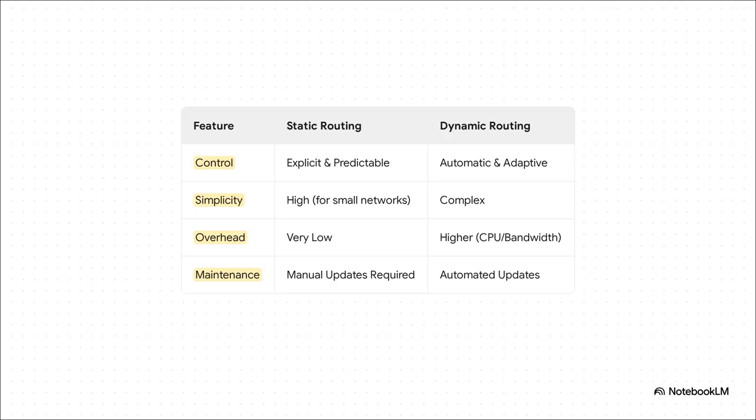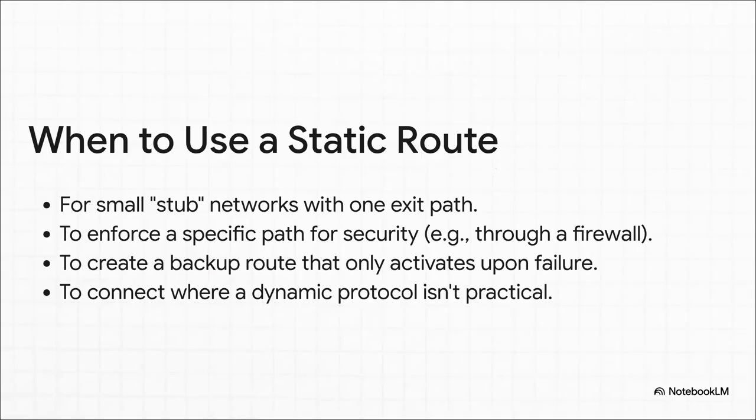Dynamic routing, on the other hand, is the complete opposite. It's smart, it's adaptive, it's automated, but all that brainpower comes at a cost. It's more complex and eats up more CPU and bandwidth. So the real trick is knowing when to pull this manual tool out of the bag.